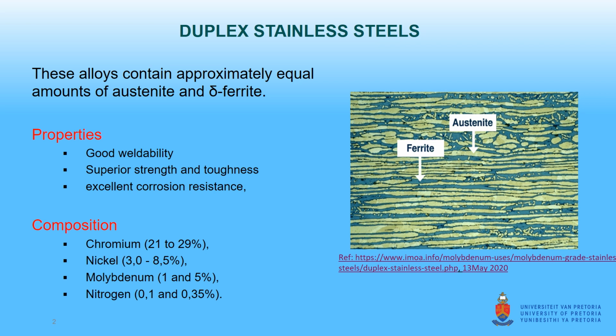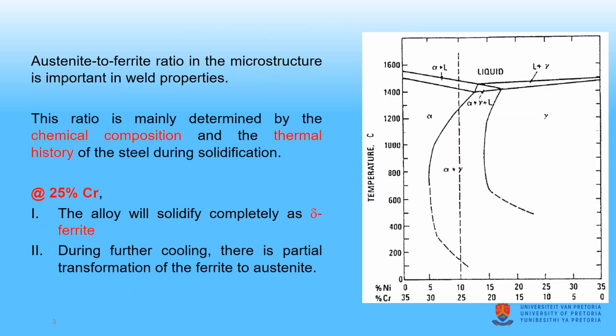In terms of the chemical composition, in addition to chromium, duplex stainless steel contains nickel, moly, and nitrogen as the main alloying elements. Nitrogen and nickel are strong austenite formers, and including molybdenum, these elements improve localized corrosion resistance, among other benefits. The most important factor controlling the properties of duplex stainless steel, especially in welds, is the austenite to ferrite ratio in the microstructure. The ratio is mainly determined by the chemical composition and the thermal history of the steel during solidification.